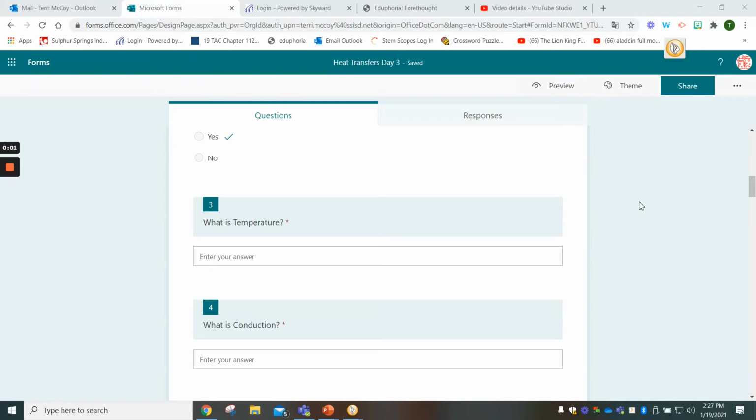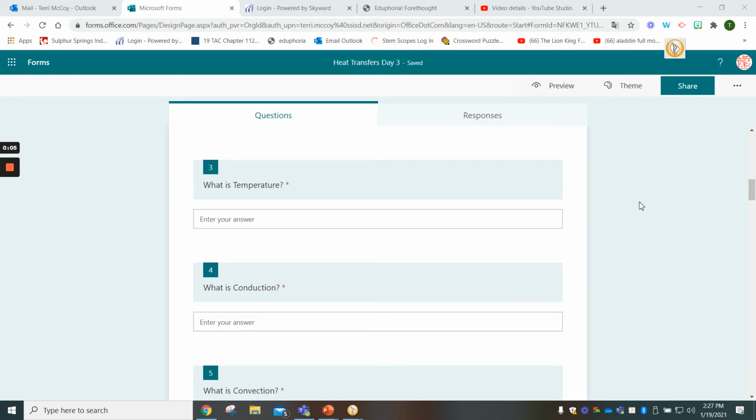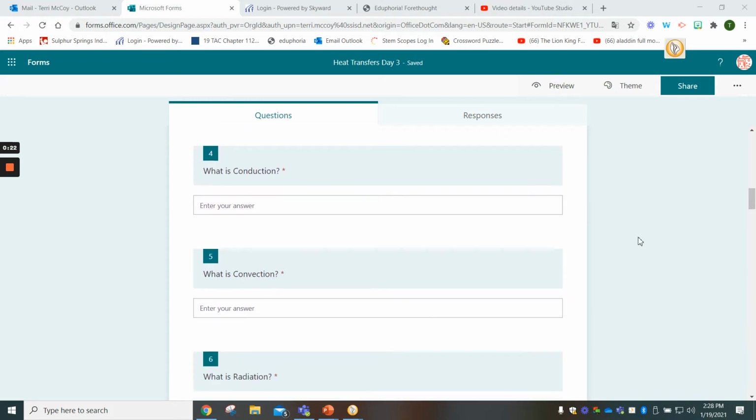All right, so we've answered the bell ringer question. Now we're on number 3. Number 3 says, what is temperature? And then you'll type your answer in the box. So hopefully you remember our notes, and temperature is the measurement of how fast particles are moving. So you'll type in your own words the measurement of how fast a particle is moving.